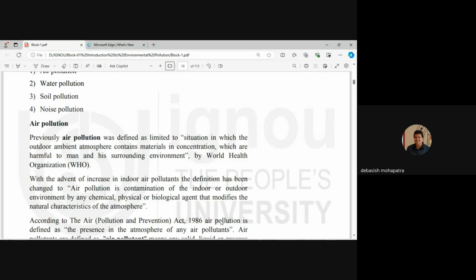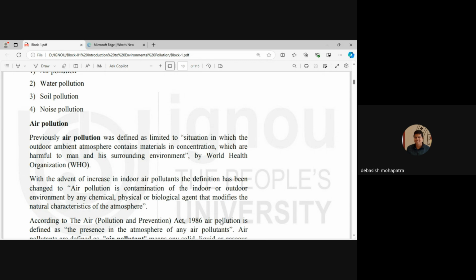Are harmful to man and his surroundings. By who? But with the advent of an increase in indoor air pollution, the definition has changed. Before, we always used to say that outdoor air was the problem and that is where pollution was. But nowadays, with the deterioration of the atmosphere, indoor air is also getting polluted.